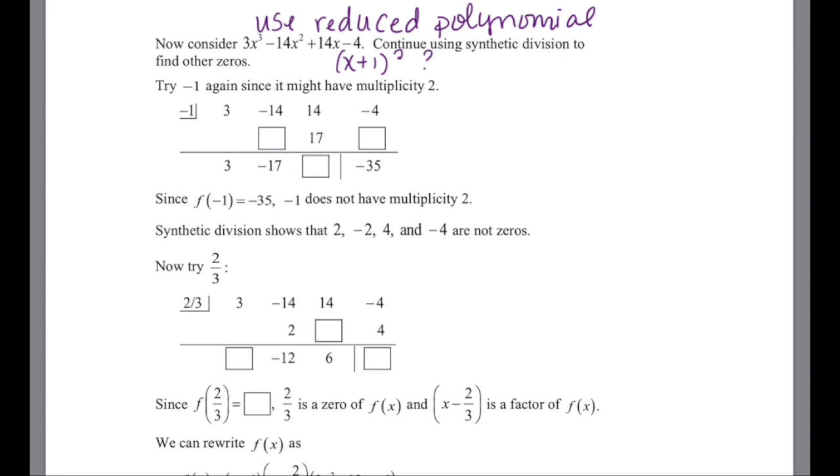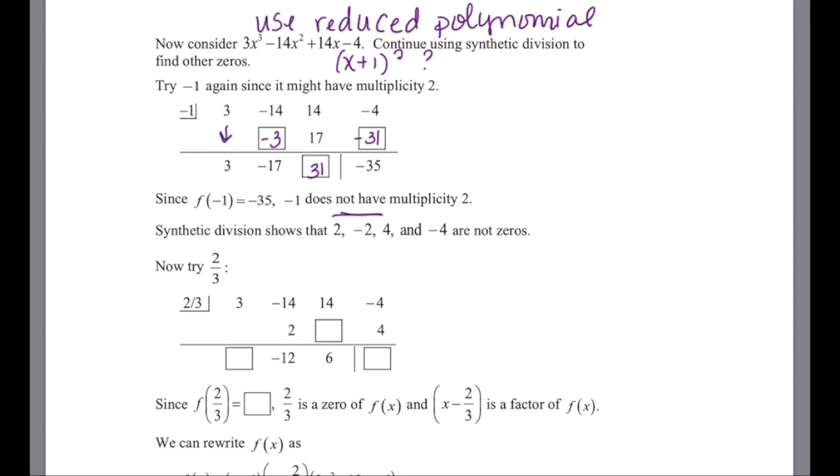To do that, we'll use our reduced polynomial with -1 or 0 and try again. So I bring down the 3. -1 times 3 is -3. -17 when added, +17 when multiplied. 31 when added, -31 when multiplied. Since we did not get a 0, we know it does not have a multiplicity.